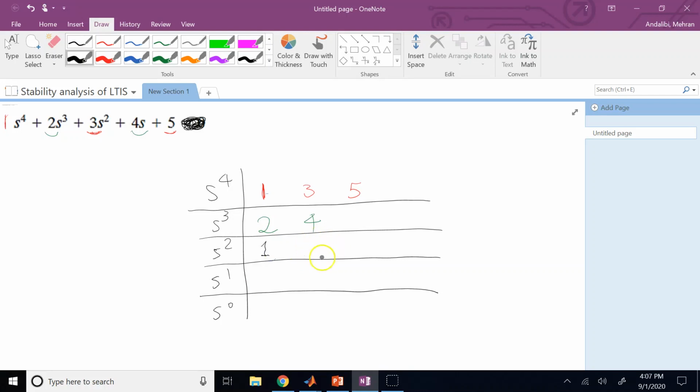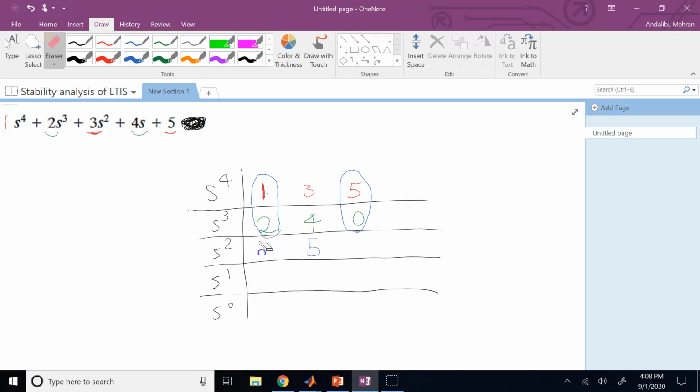Now I want to come here. For this one, I need to use again the first column. The first column is constant, and now the third column. Now the problem with the third column is I don't have any number here. When you do not have a number, you artificially add a 0. So whenever you do not have a number, you add a 0. In that case, you will get 2 times 5, 10, minus 1 times 0, which is 0. So 10 minus 0 is 10. And then again, you divide it by 2. So 10 divided by 2 is going to be 5.